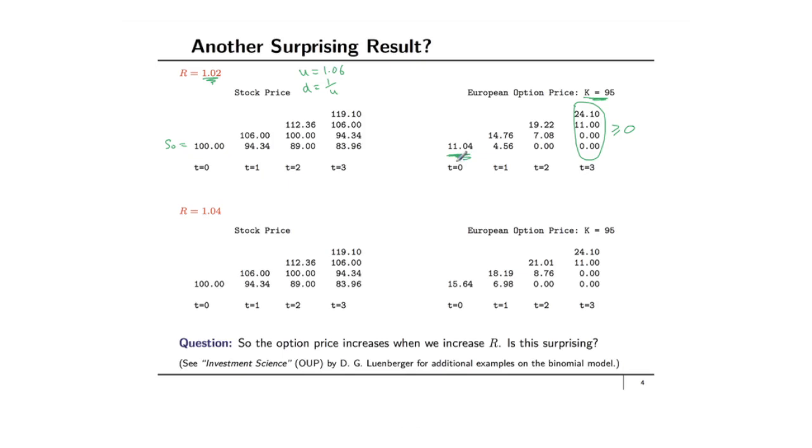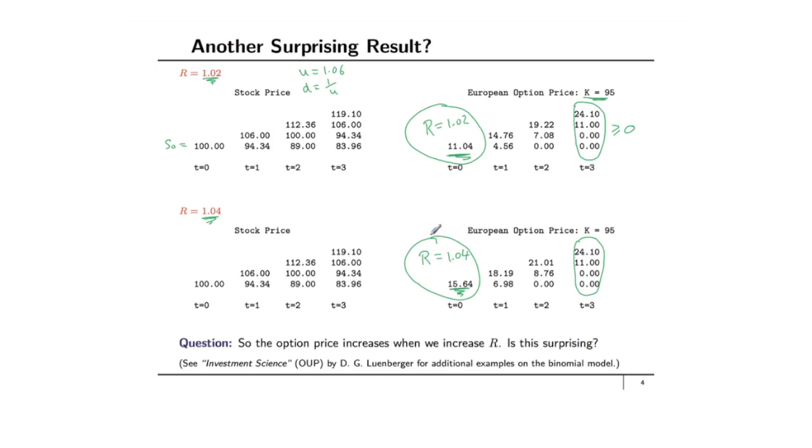Let's price the same option again, but this time we're going to change the risk-free rate. We're going to change it from 1.02 to 1.04. Everything else about the option is identical. We've got the same set of cash flows at maturity at T equals 3. We can work backwards in the lattice, compute its price, and we'll find the price is equal to 15.64. So in the first case, when R equals 1.02, the option price is 11.04. In the second case, when R equals 1.04, the option price equals 15.64.